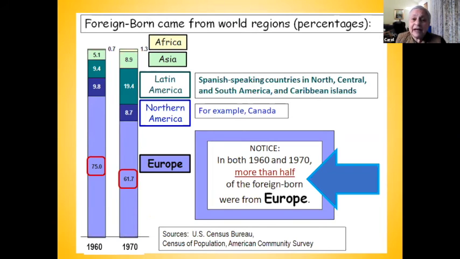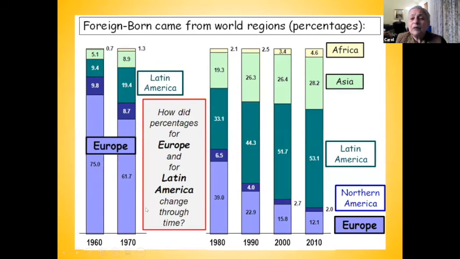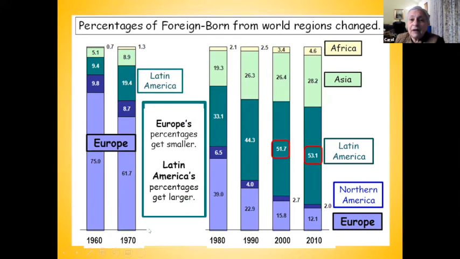I tried to bring this up to date with more recent information I found from the Census Bureau. Going back to 1960 and 1970, you'll see that way more than half of the immigrants in the 1960s and 1970s were from Europe. And as we come forward, the blue is Europe, and hopefully the students will see that the bars for Europe keep getting less and less because they're a smaller percent of the foreign-born who are coming to the United States. The important color to watch is this ocean blue.